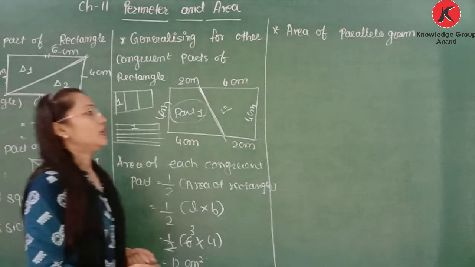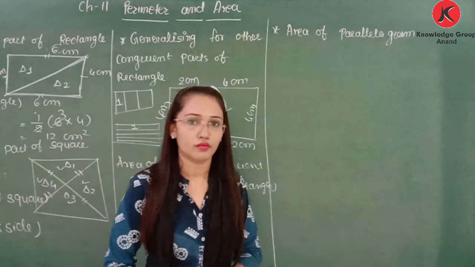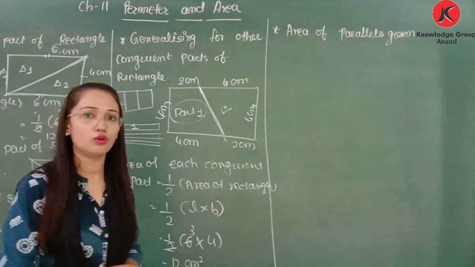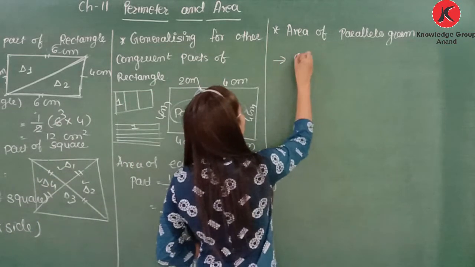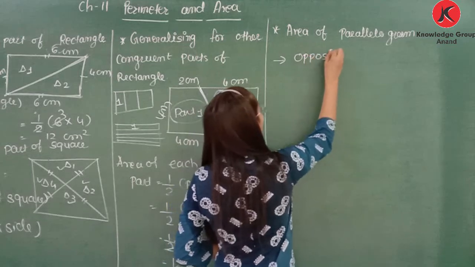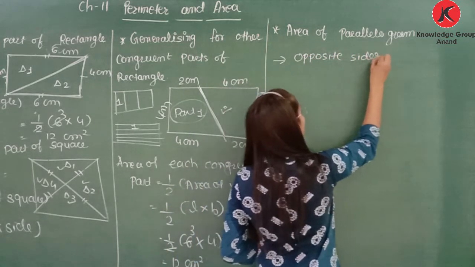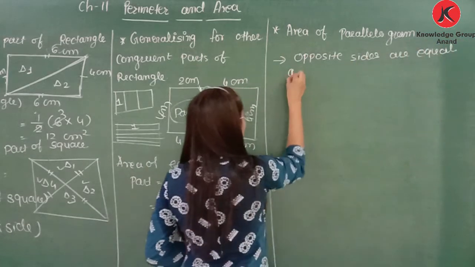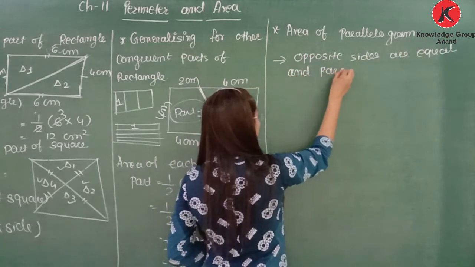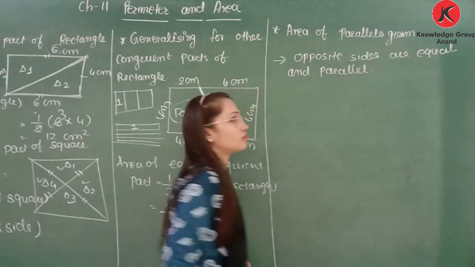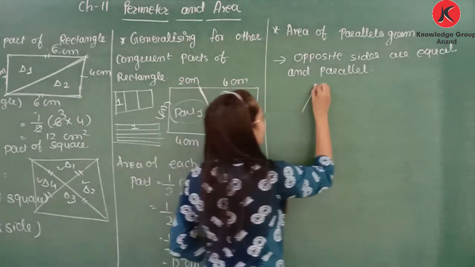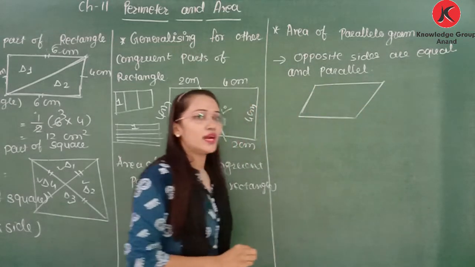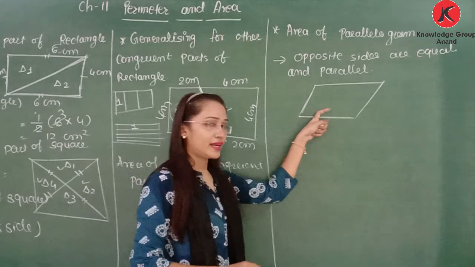Now next, area of a parallelogram. So how can we derive the equation for the area of a parallelogram? What is a parallelogram? A parallelogram means opposite sides are equal and parallel. If we draw a parallelogram, then it is like this. Now we need to derive the equation for the area of a parallelogram.